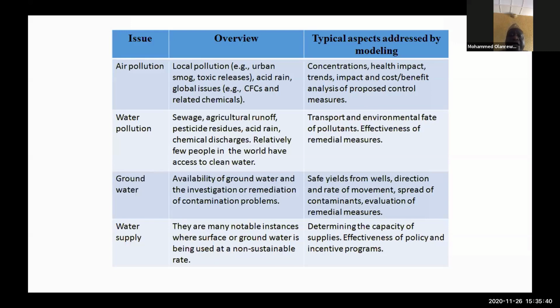Water supply. Somebody could be interested in water supply. What am I trying to say? Almost every area now in Nigeria, we have people selling pure water, bottled water, and what have you there. So there are many notable instances where groundwater is being used at a non-sustainable rate. Determining the capacity of supplies, that's where the person can talk about transportation models and what have you. Effectiveness of the policy and incentive programs.